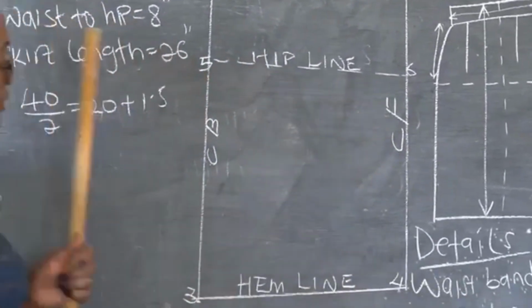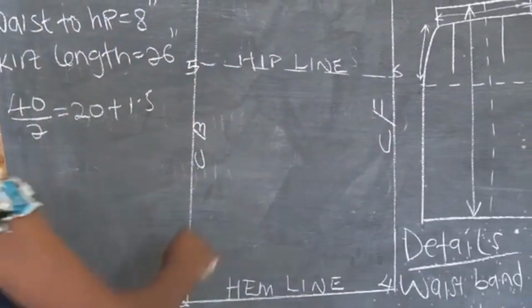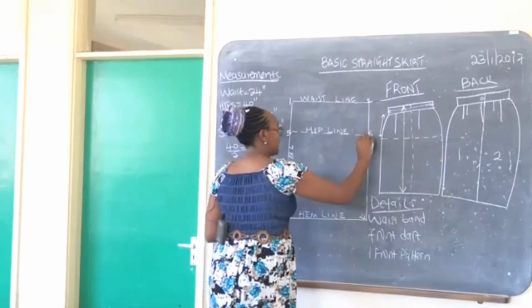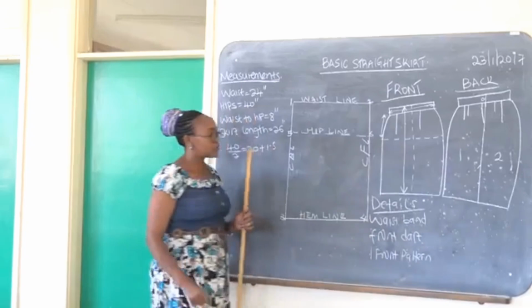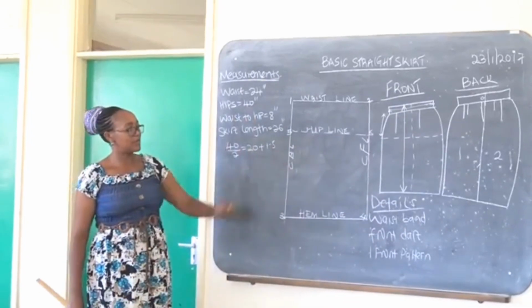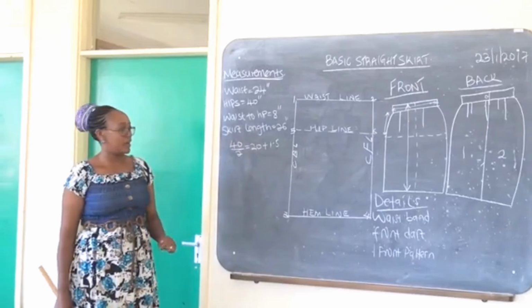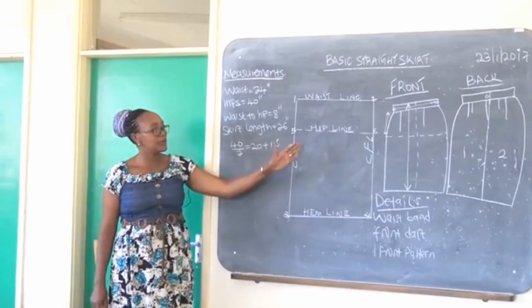Very crucial lines. We've got the center back line and then we've got the center front line. Our construction lines for this skirt. So to move from there, we need point number 7. And how do we get our point number 7?